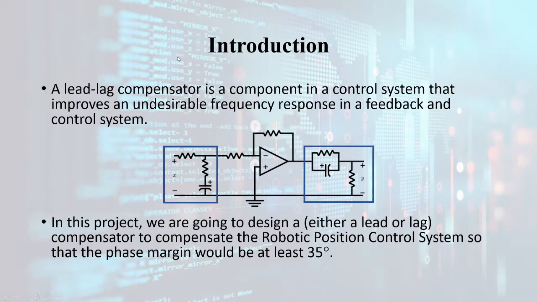Next, a lead lag compensator is a component in a control system that improves an undesirable frequency response in a feedback and control system. The circuit below shows that the right side is the lead part, and the left side is the lag part. In this project, we are going to design either a lead or lag compensator to compensate the robotic position control system so that the phase margin will be at least 35 degrees.